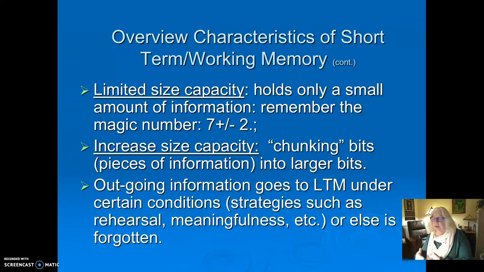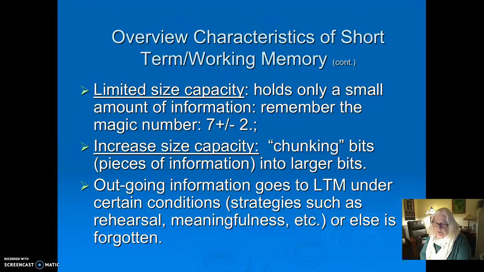What you are doing is called chunking. I know it sounds silly, chunking, but it is the term we use in cognitive science. You're chunking bits of information together that are similar, and you're making bigger bits.